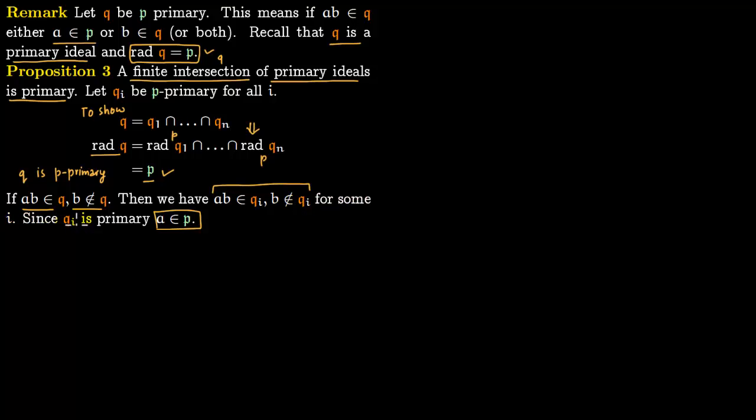But Qi is P primary, so this definition also applies to our Qi. If Qi is P primary, then either A is in P or B is in Qi. We are saying B is not in Qi, so it has to be the case that A is within P, because this Qi is P primary. So since Qi is P primary, we have A lies within P, because we are forcing B not to be in Qi. And that's the end of the story. So we wanted to show this: A lies within P.